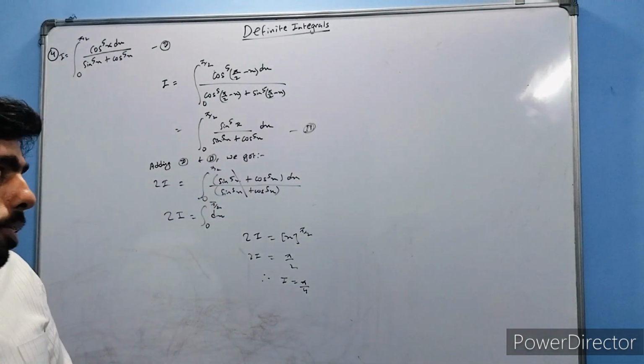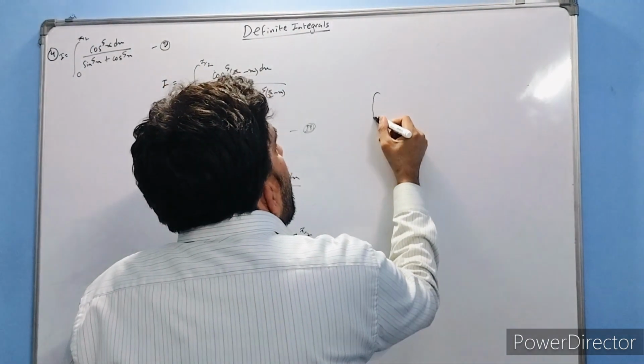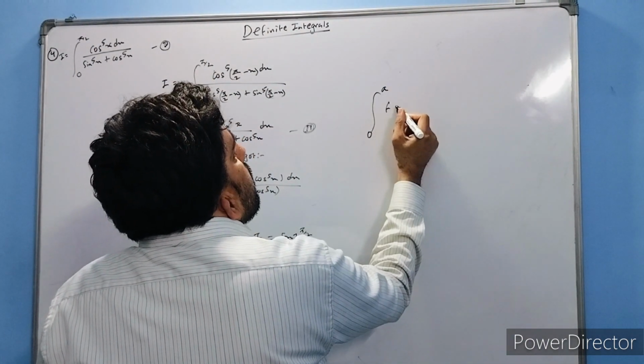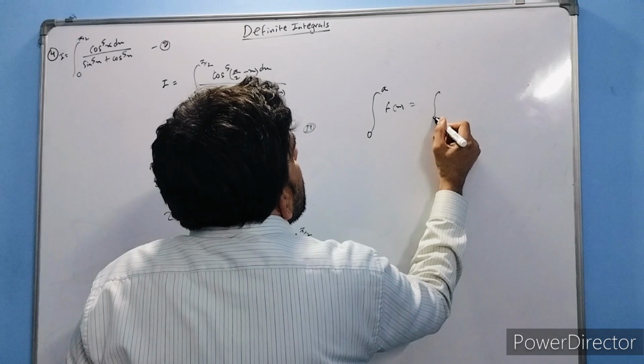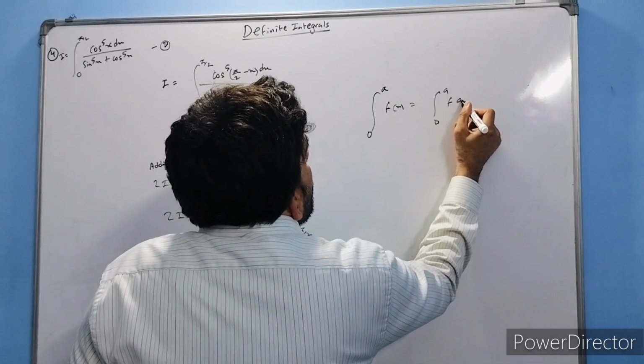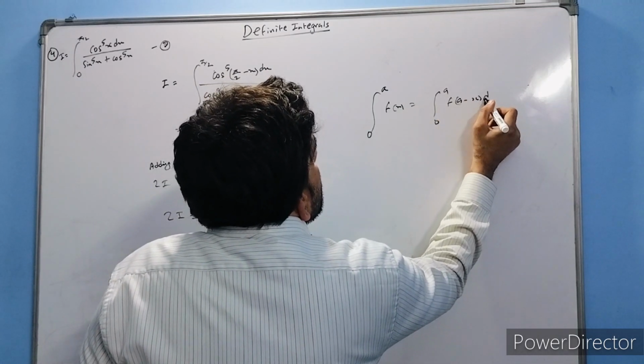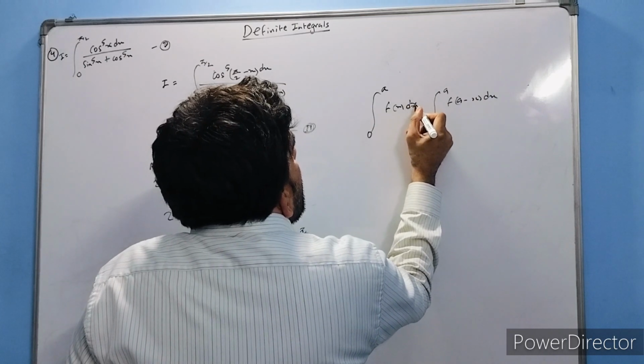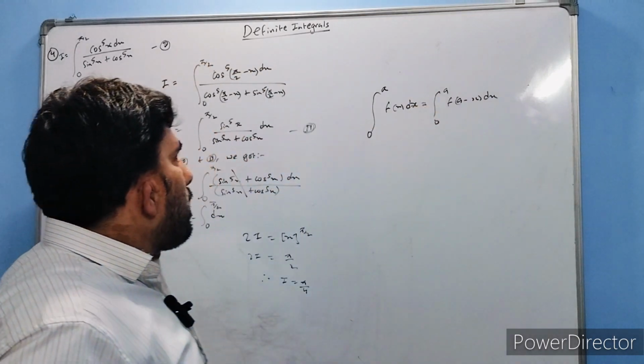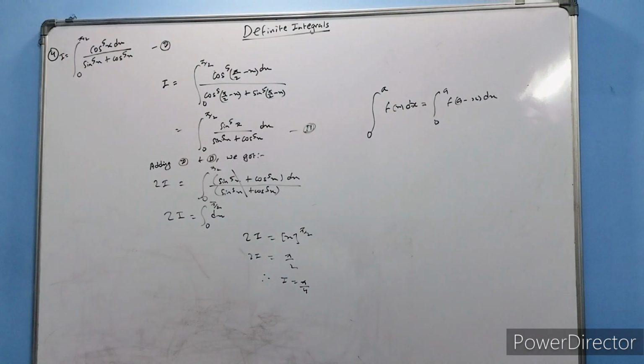using the properties. Here also I have applied the property, that is, the integral from 0 to a of f(a minus x) dx. So this property I have used here.